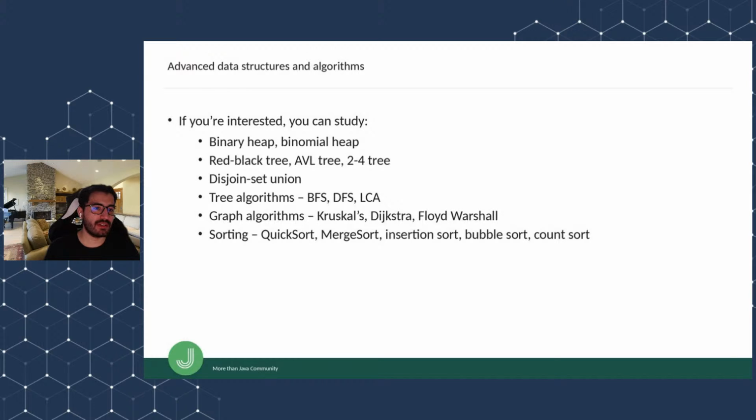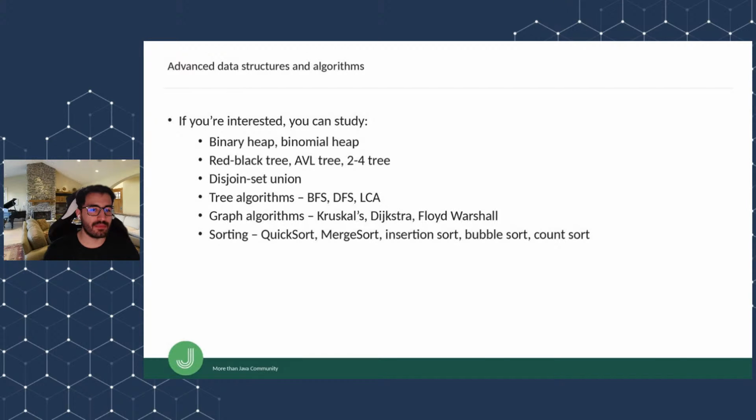Some recommendations here. If you're interested, you can study binary heap, binomial heap, and all of these types of data structures. Also, if you're working with trees right now, or you're going to be using trees in the future, it's recommended that you learn the breadth first search and the depth first search approaches. They are very useful depending on the use case, and good for expanding one's knowledge and view of how to deal with trees.